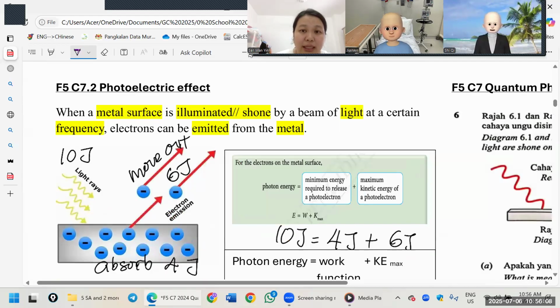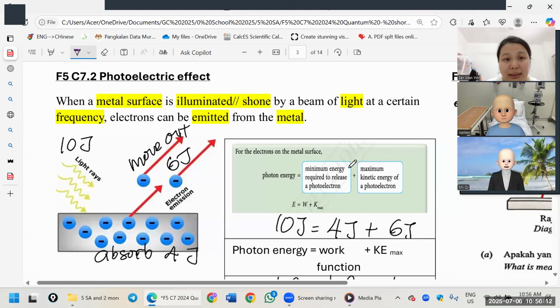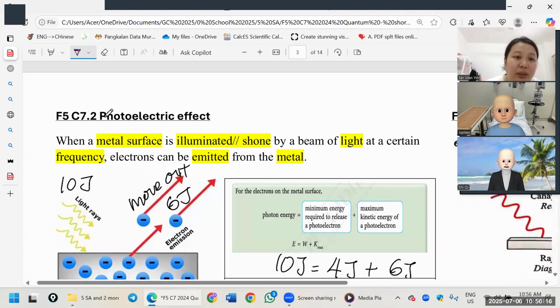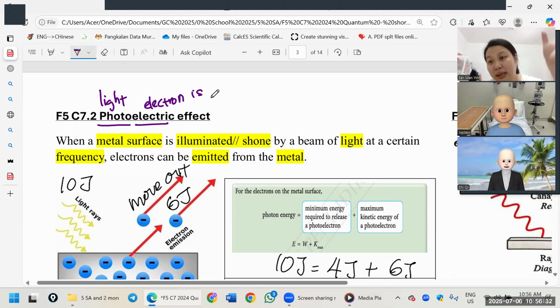Because of this, we have the solar cell. So what is the photoelectric effect? Photo actually means light. Electric actually means electron. The electron is emitted out, meaning the electron moves out, so we say it's emitted.